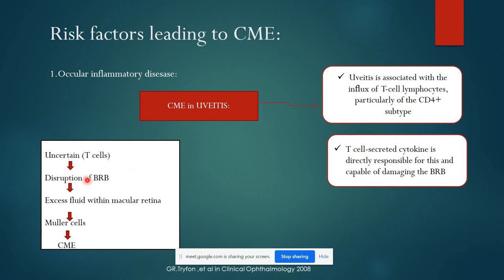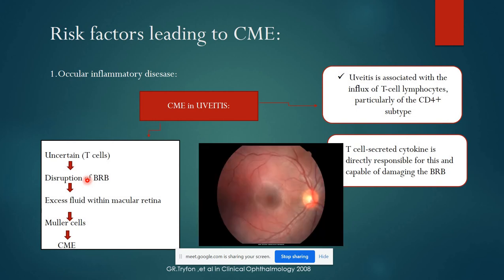there is a breakage in the blood retinal barrier, automatically the fluid will move in. So again there is a swelling of the Muller cell, and then there is CME formation, okay. So this is how the swelling is actually going to be, okay.